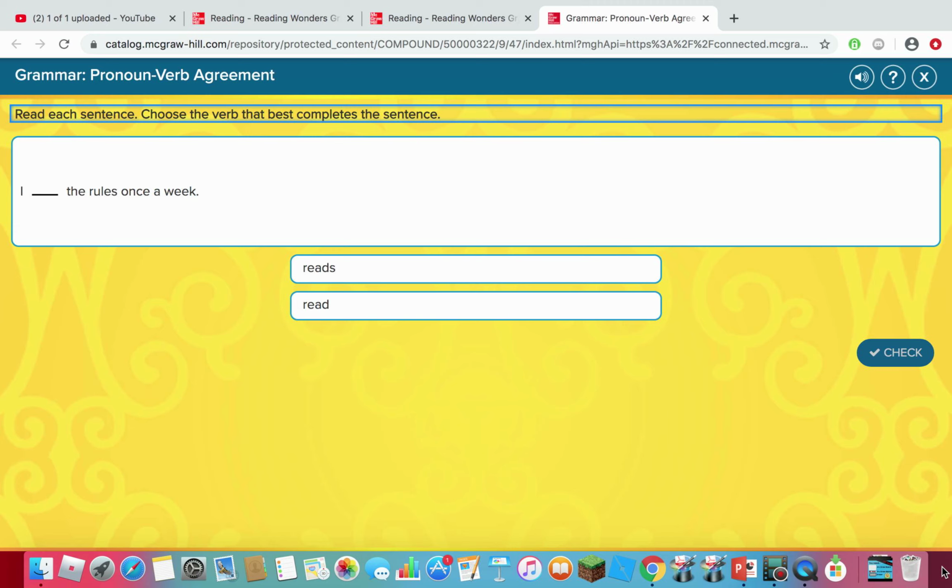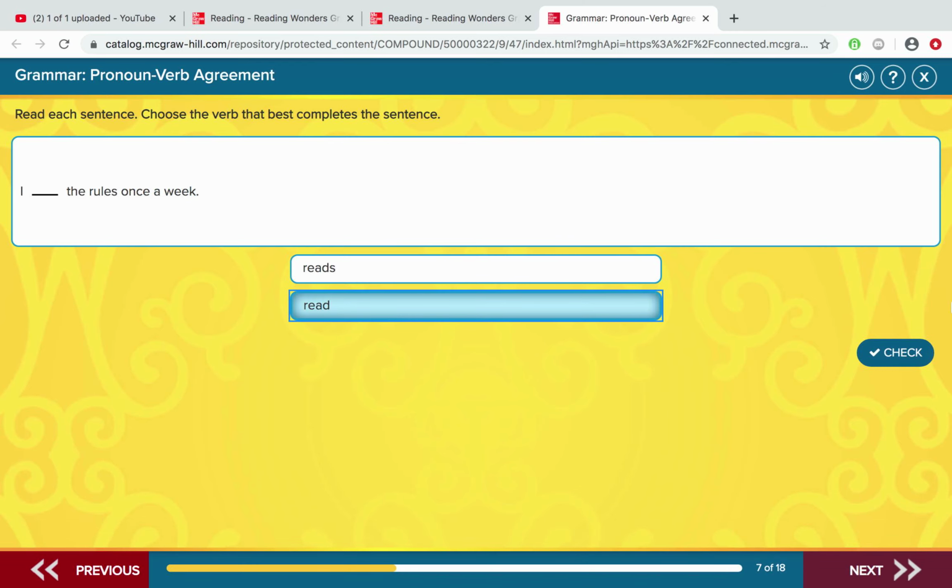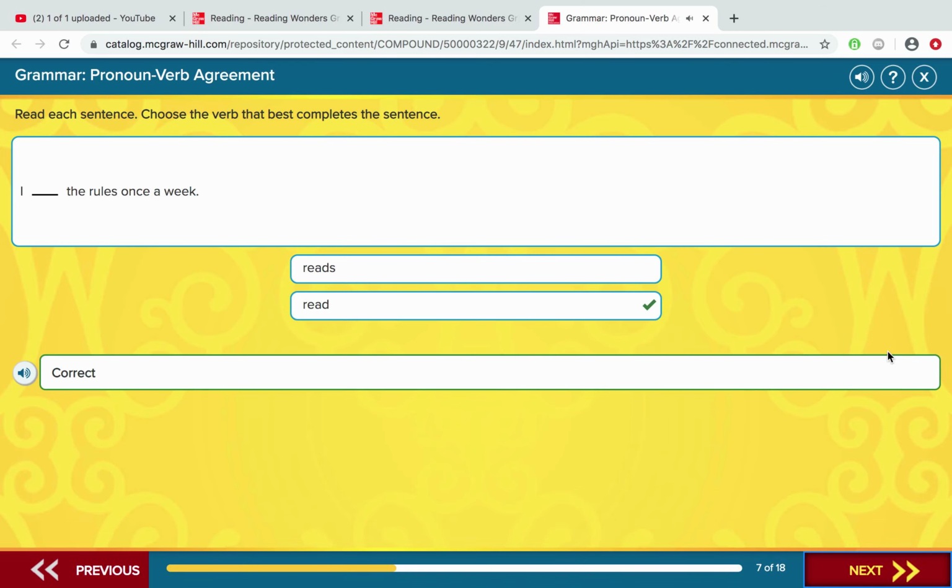Here's the next one. I blank the rules once a week. This time the pronoun is I. We've added that today. Is it I reads the rules once a week? It doesn't sound right, does it? Or I read the rules once a week. If you said I read the rules once a week, you are correct. Good job. You do not need to add an S to the verb when the pronoun is I.